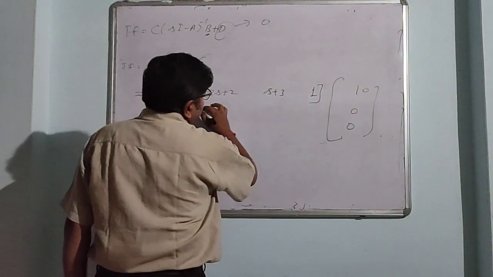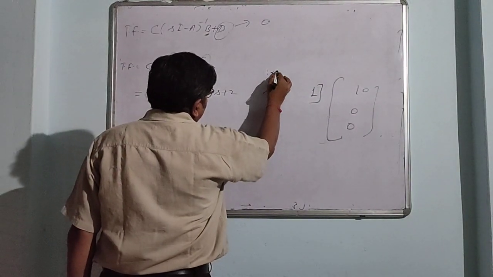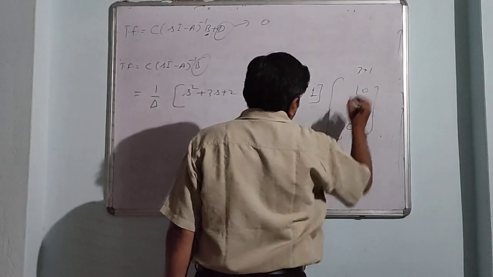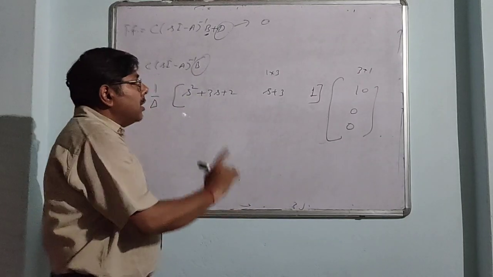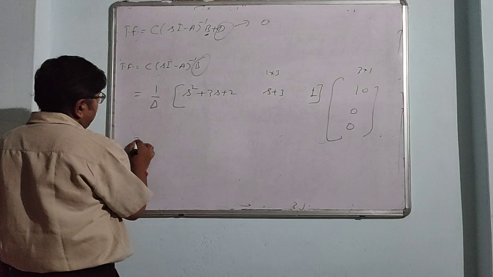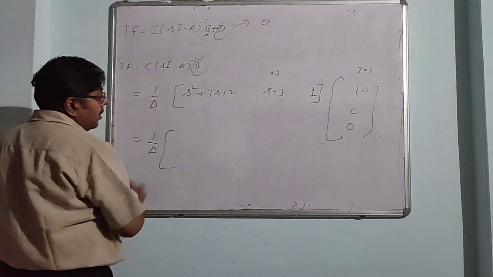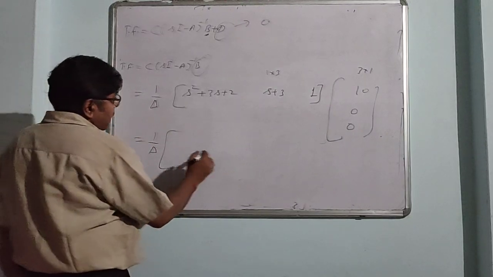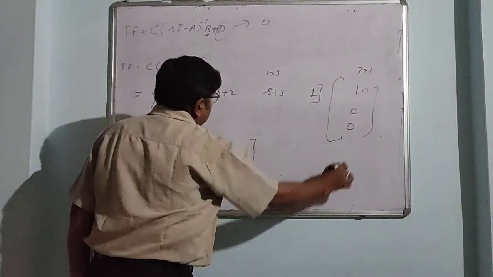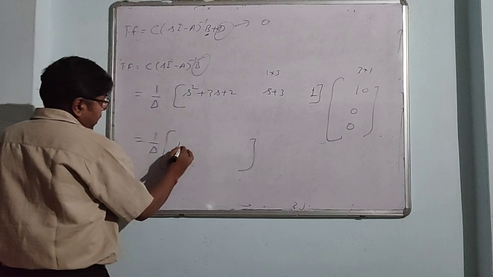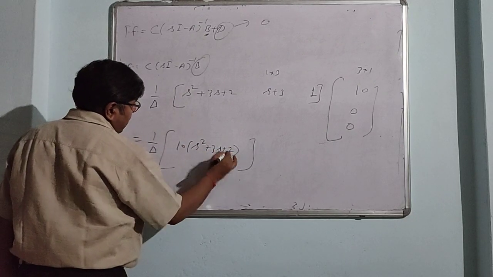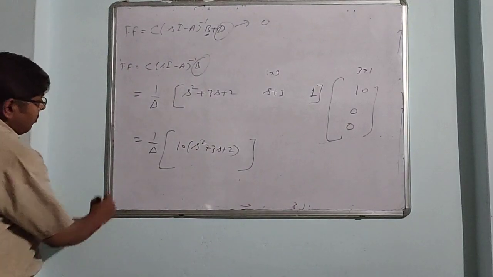This is the 1 row 3 column, this is the 3 row 1 column, this is 1 cross 3, this is 3 cross 1. So 1 cross 1 means only a single element is here. First row, first column: this is 10 into this. So this is the transfer function.